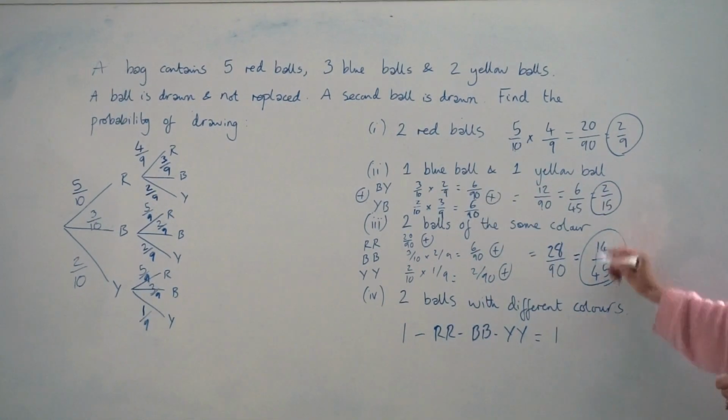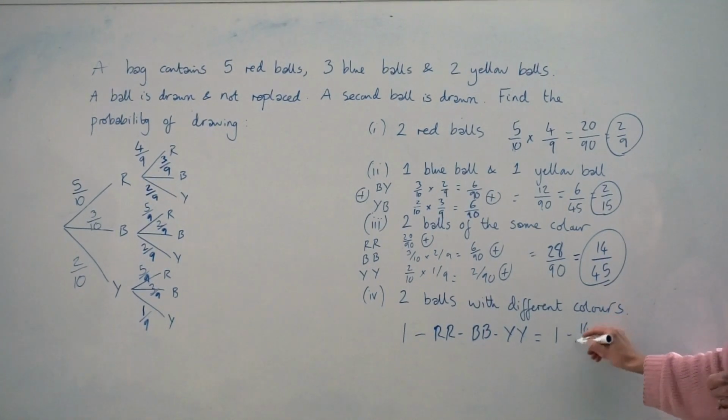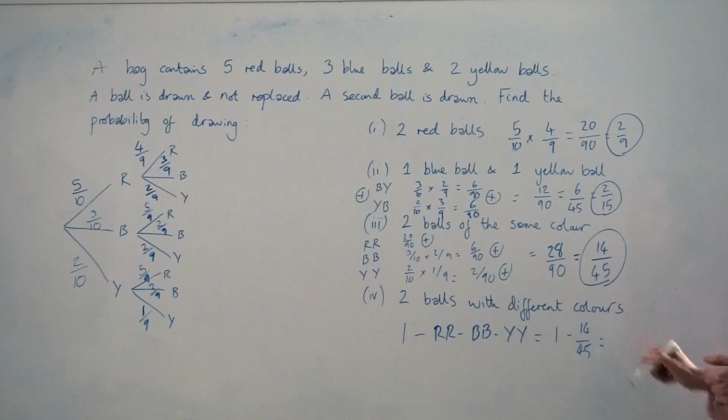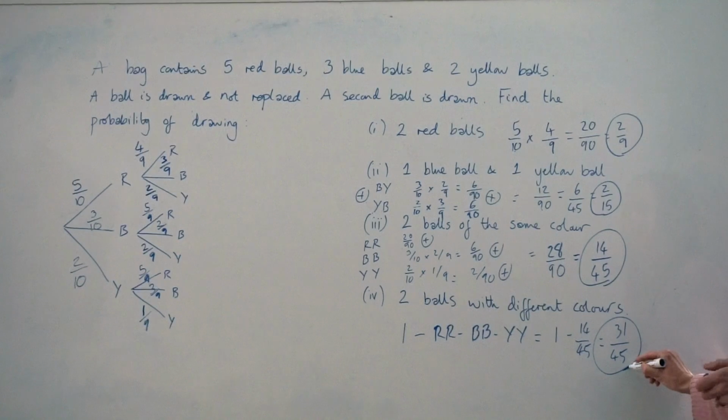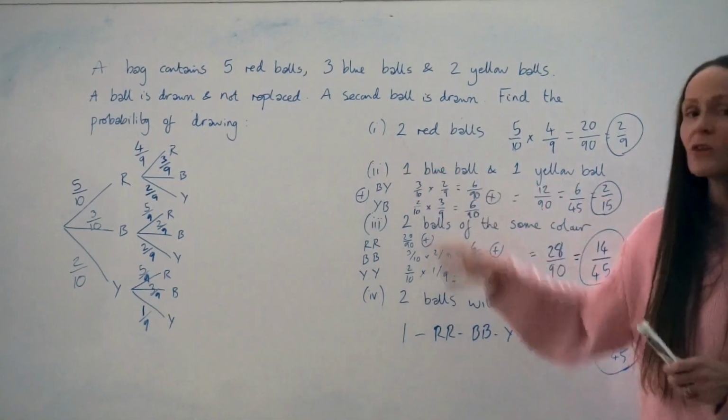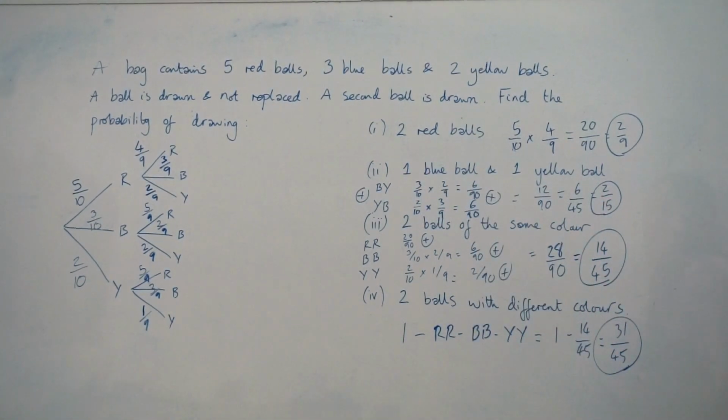So if we subtract 14 out of 45 from 1, that's going to give us 31 out of 45, and that was much quicker than multiplying all those different scenarios and adding together, okay, it was much faster. Okay, so do try and get used to using that method if you can.